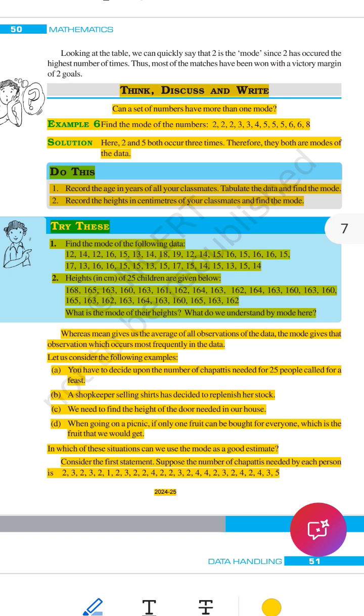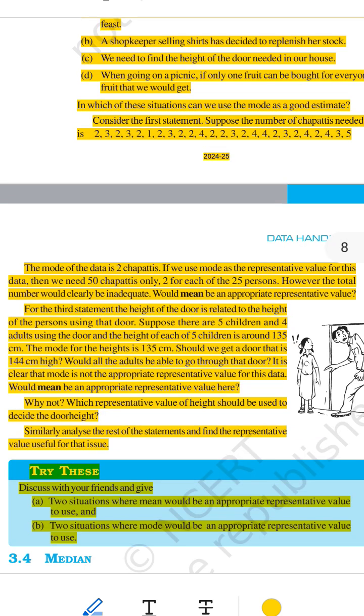Favorite fruit on a picnic. 20 people vote: 10 mango, 6 apple, 4 banana. Mode equals mango, the most popular choice. If you can only buy one fruit, mode helps you pick what most people like.